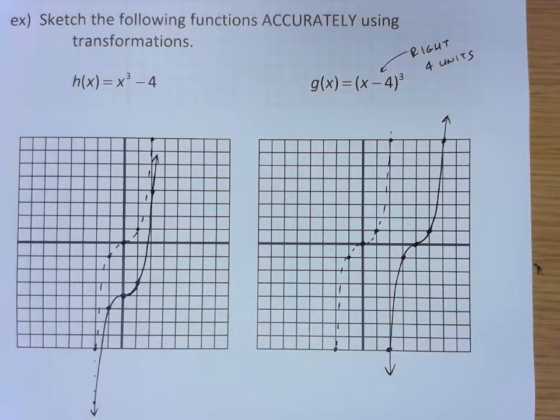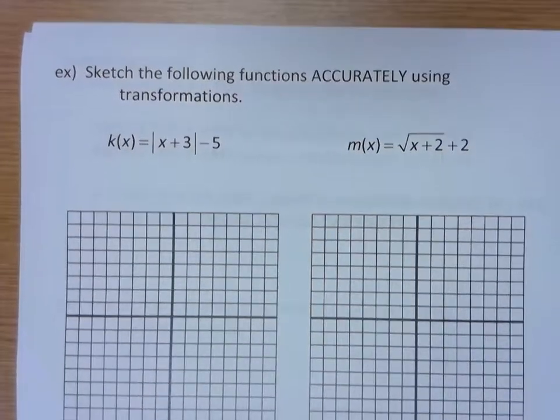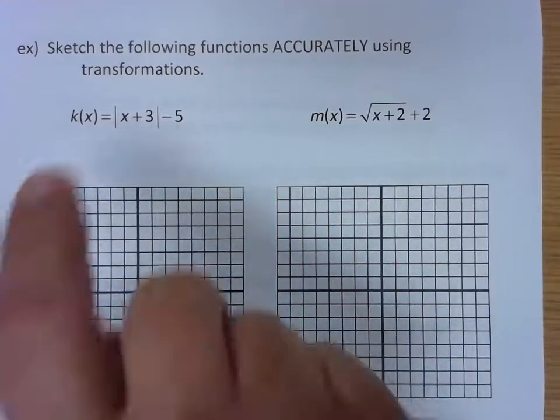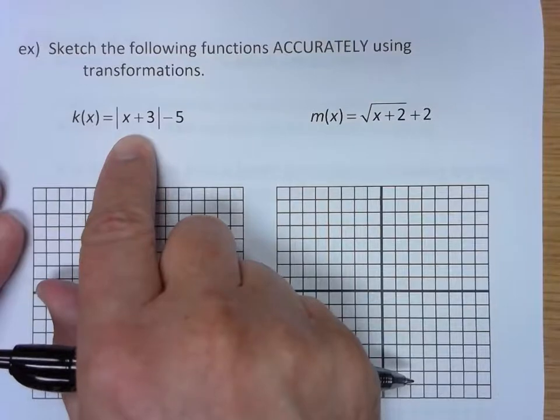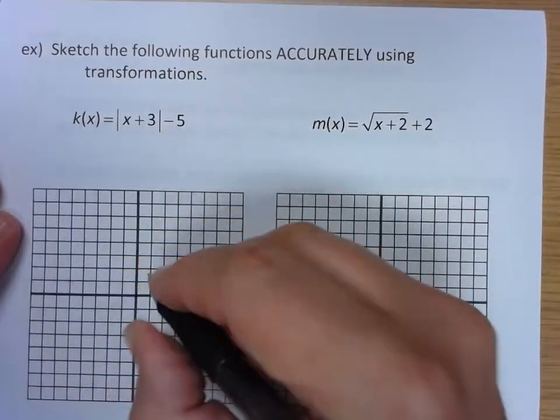Okay. The next transformations I want to show you are some combinations of shifts. The first one we're graphing here is a transformation involving the absolute value function. So let me do its original graph.